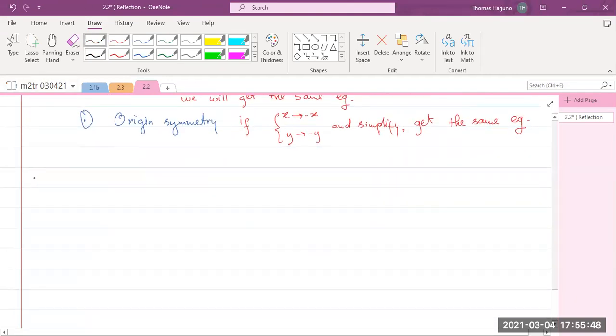Now, 2.2b, which is not really in our textbook yet. They actually discuss this much later in 2.4, but they discuss that together with transformation. I will discuss that right now, basic functions.